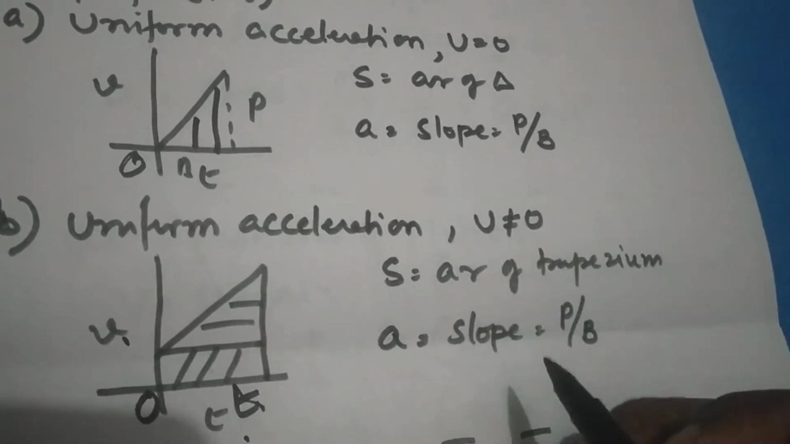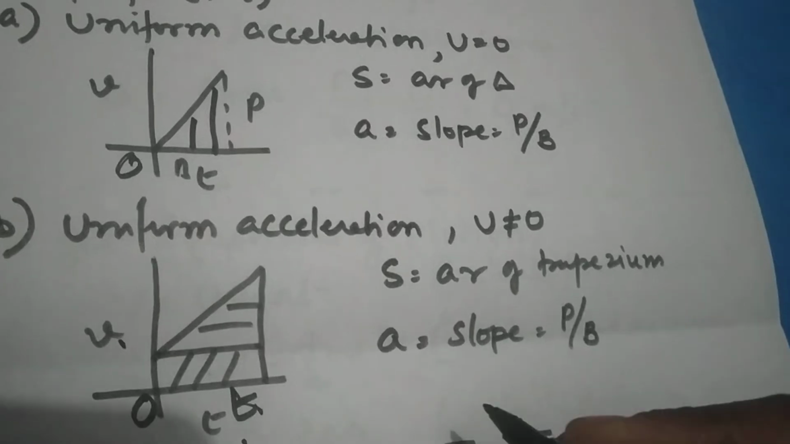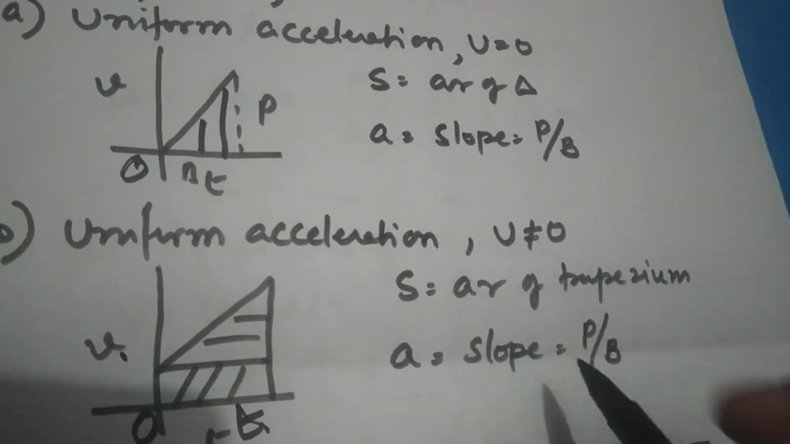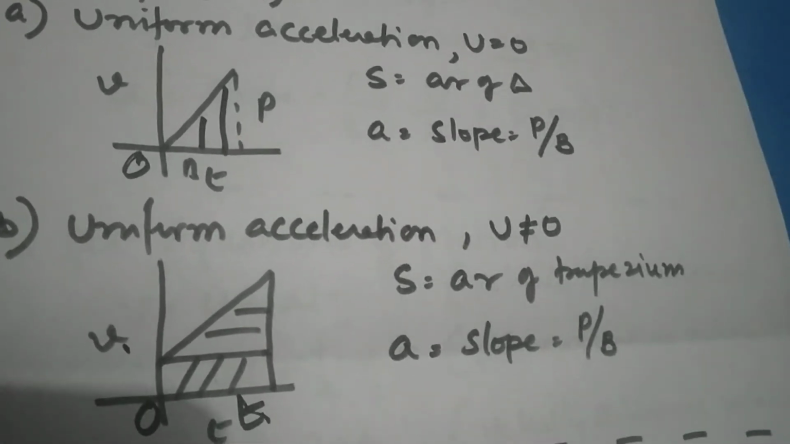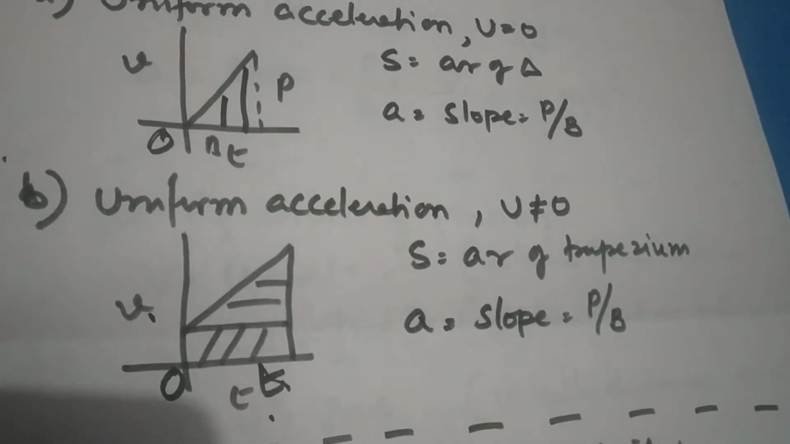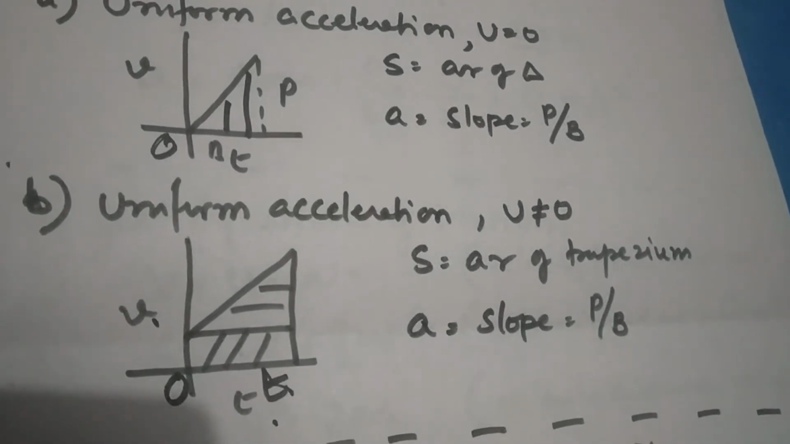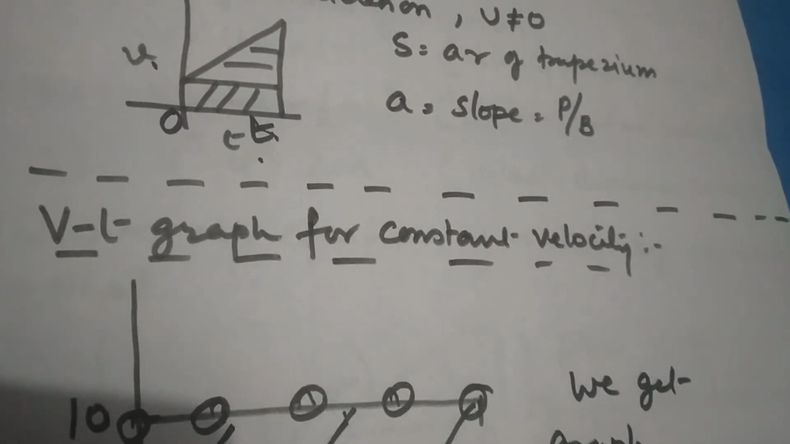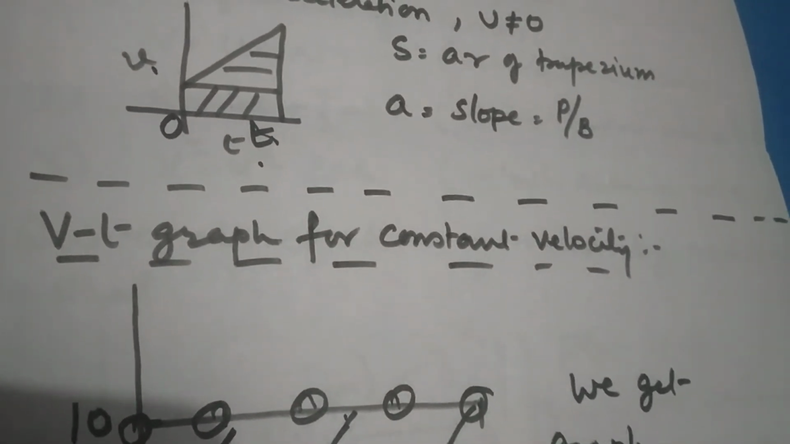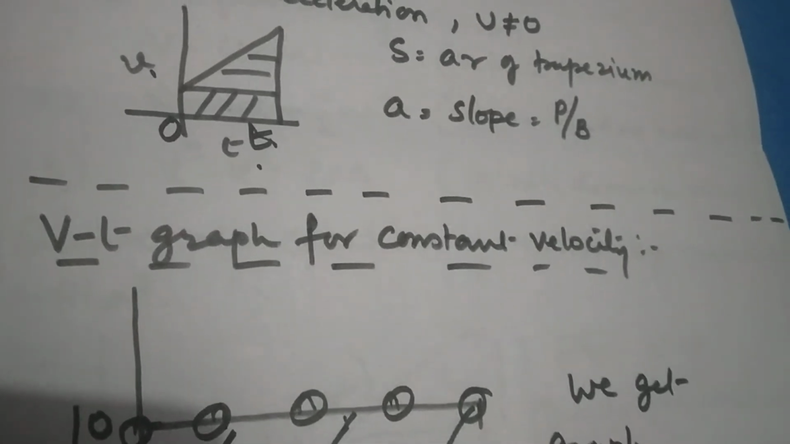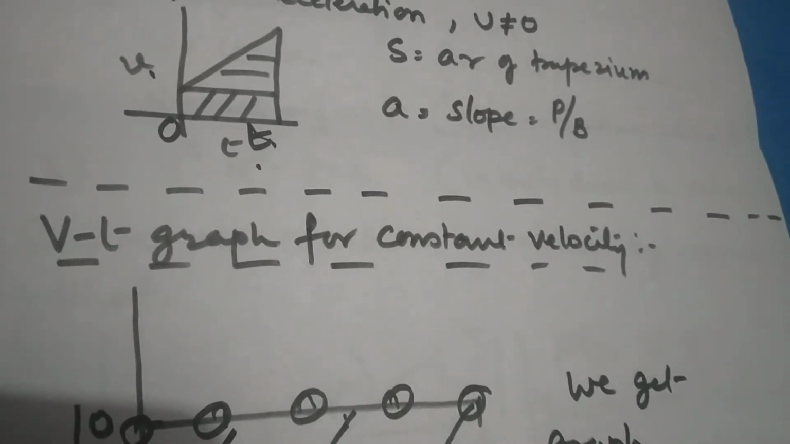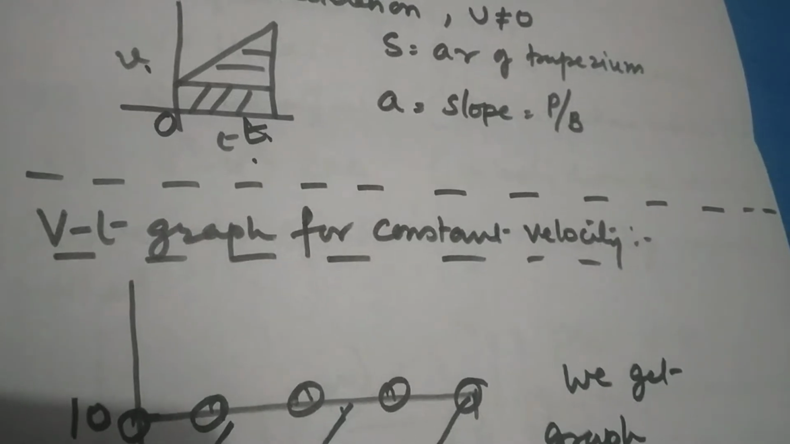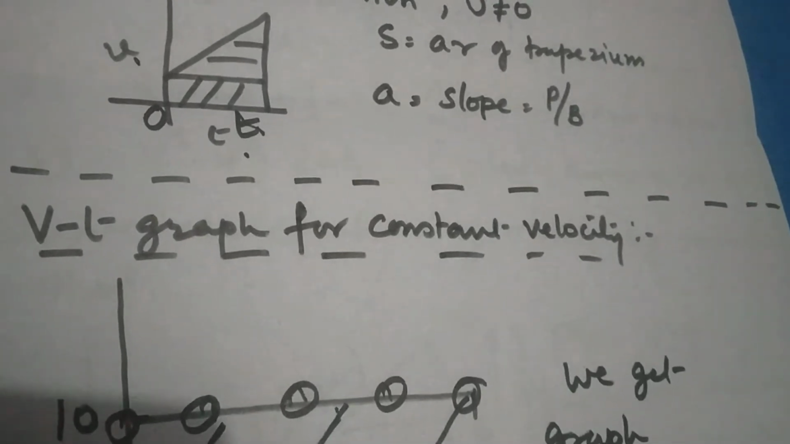These formulas and methods should be clear to all of you, because next time we are going to do some numericals, or questions, based on them. So we are now going to the third case. It is called the V-T graph when the body moves with constant velocity. Now it is a V-T graph when the body is not changing its velocity.